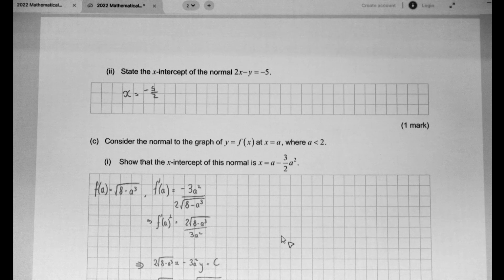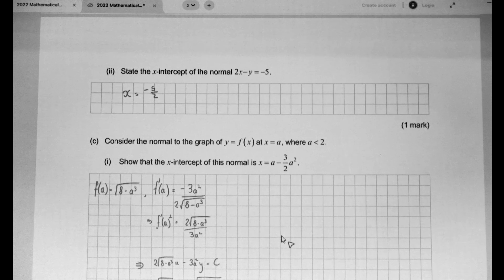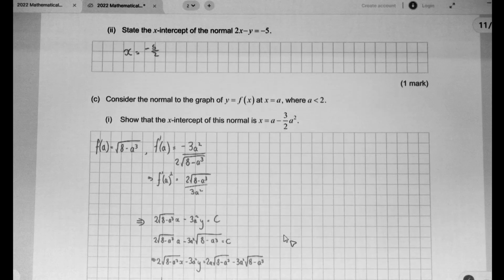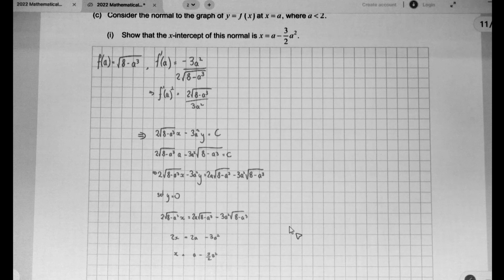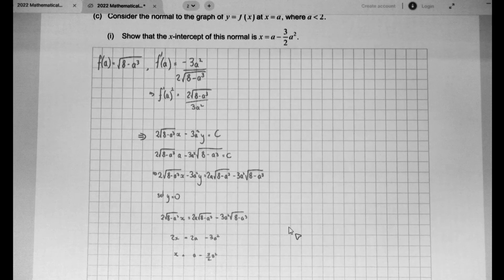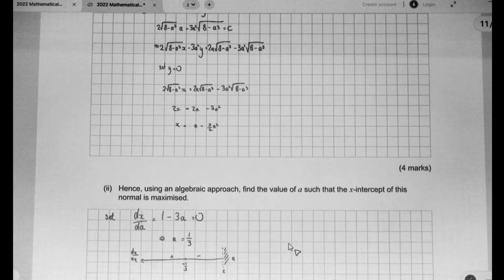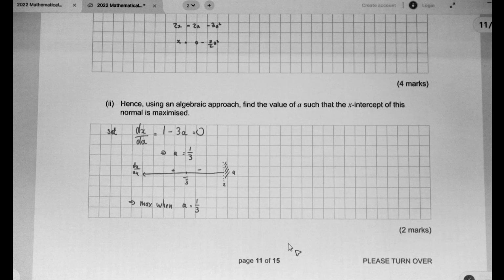Yep. Part C was a show that, so once again, we were looking for clear working, clear cancellation of the square root factor and so on. So repeating what I've already said, I won't say it again. And then they had to find, interestingly, the derivative of x with respect to a. Lots of kids cope with that quite well. The ones that didn't sometimes set x equal to 0.